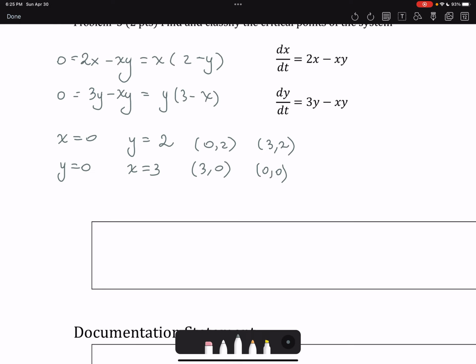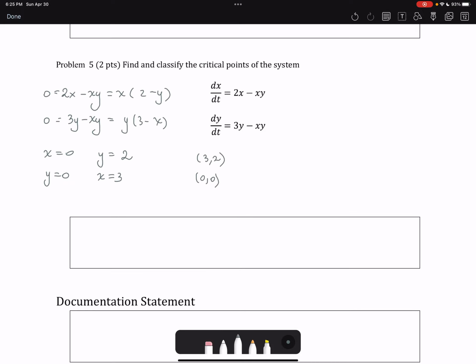We get the 0, 0, which is this one. So I don't know why I wrote this. Then we get the 3, 2. The 3, that's going to make this 0, and the 2, that's going to make that 0. The 3, 0. Does that work? Well, actually, that one doesn't work. Because if I put 0 here and 3 here, I get 6 is equal to 0, which is not true. So these are my two critical points.